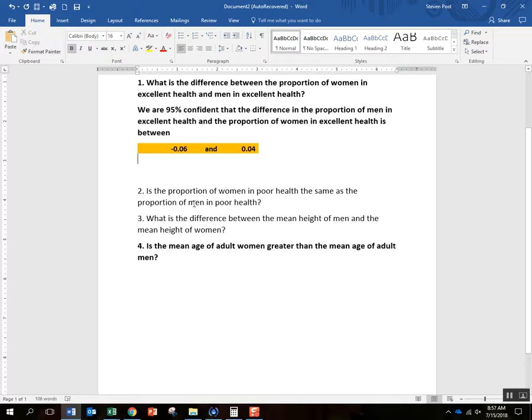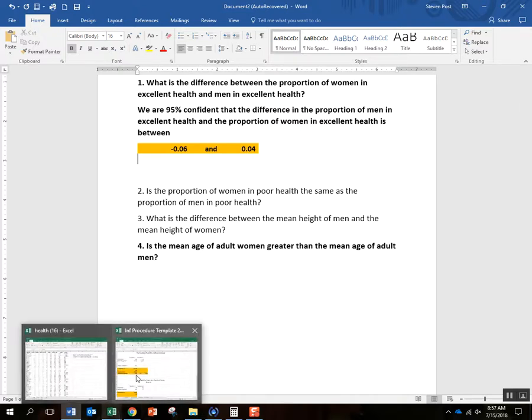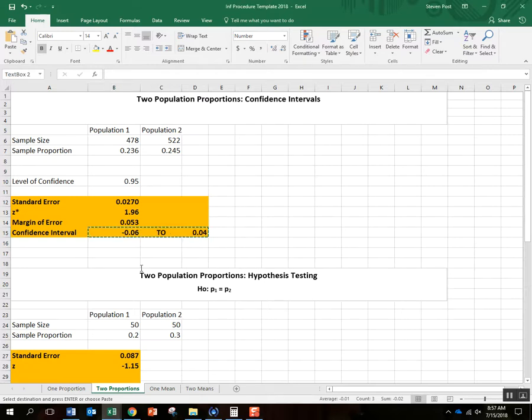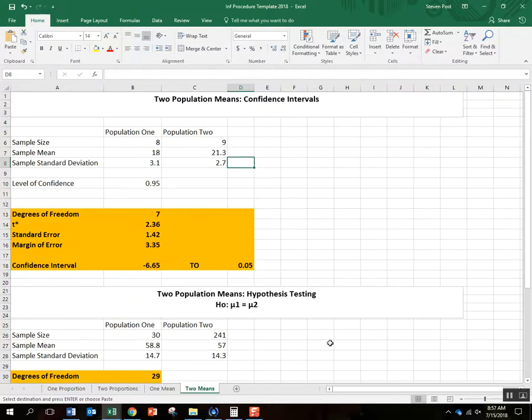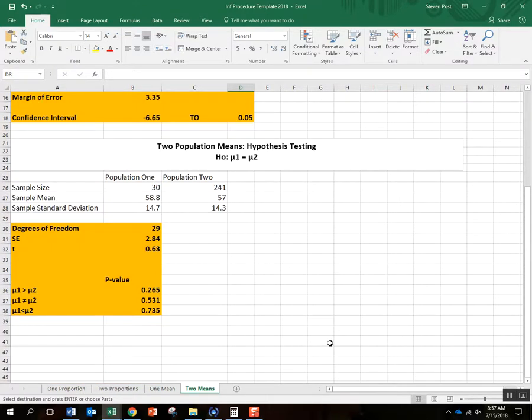Okay, so that's confidence intervals. Now, how about hypothesis testing? We're not going to go through all of these. You would just use the second half of this sheet to do hypothesis testing for two proportions. So let's not do that. Instead, let's go to means and do the hypothesis testing there, because the procedures are pretty much the same. It's just a question of whether you're talking about proportions or means.